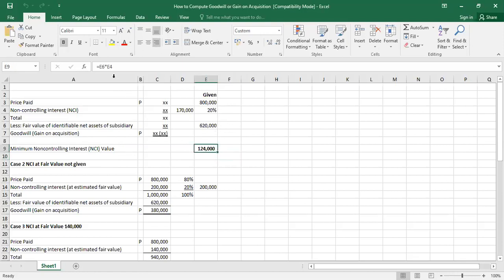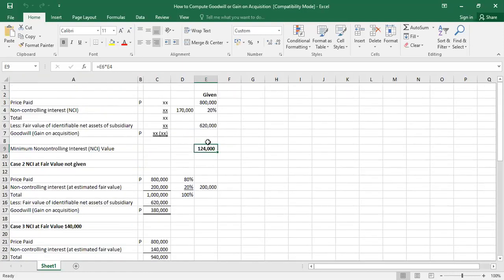So this is shown here as E6, which is this one, multiplied by E4, the NCI percentage. So we get 124,000. Going back to method two or approach two, which is proportionate share of the fair value of identifiable net asset of subsidiary, this is the minimum, which is also known as the partial goodwill method or approach. And then we can also say that at the end of the day, this is always the minimum value, whatever approach or method that we use.